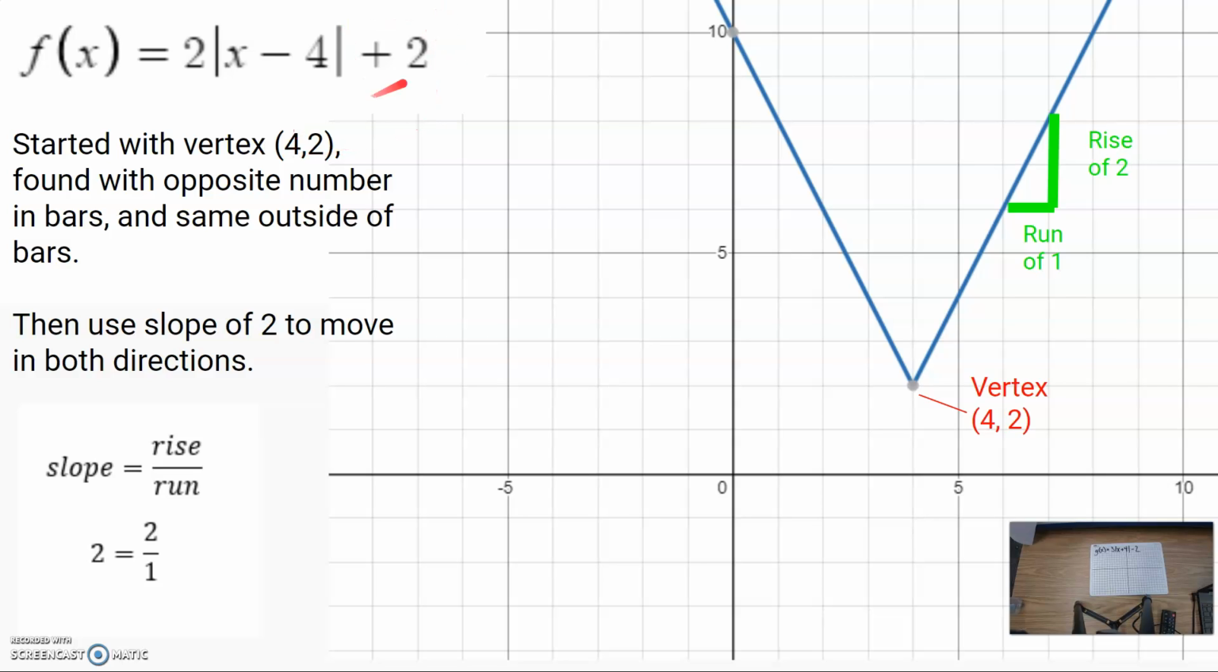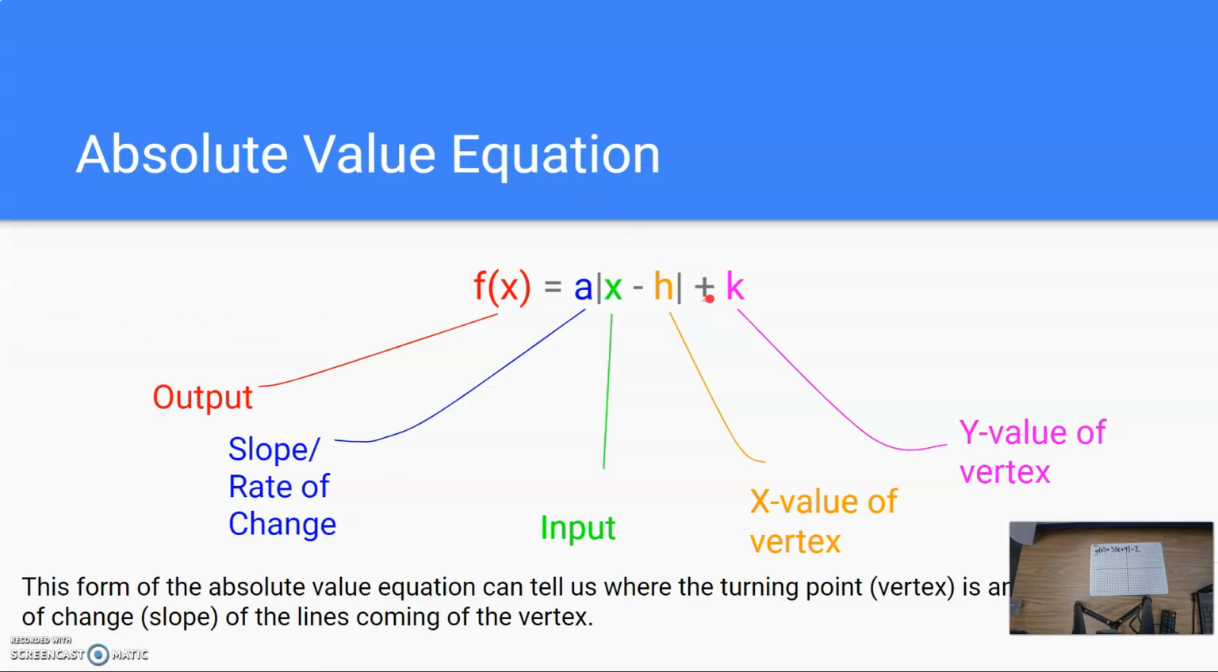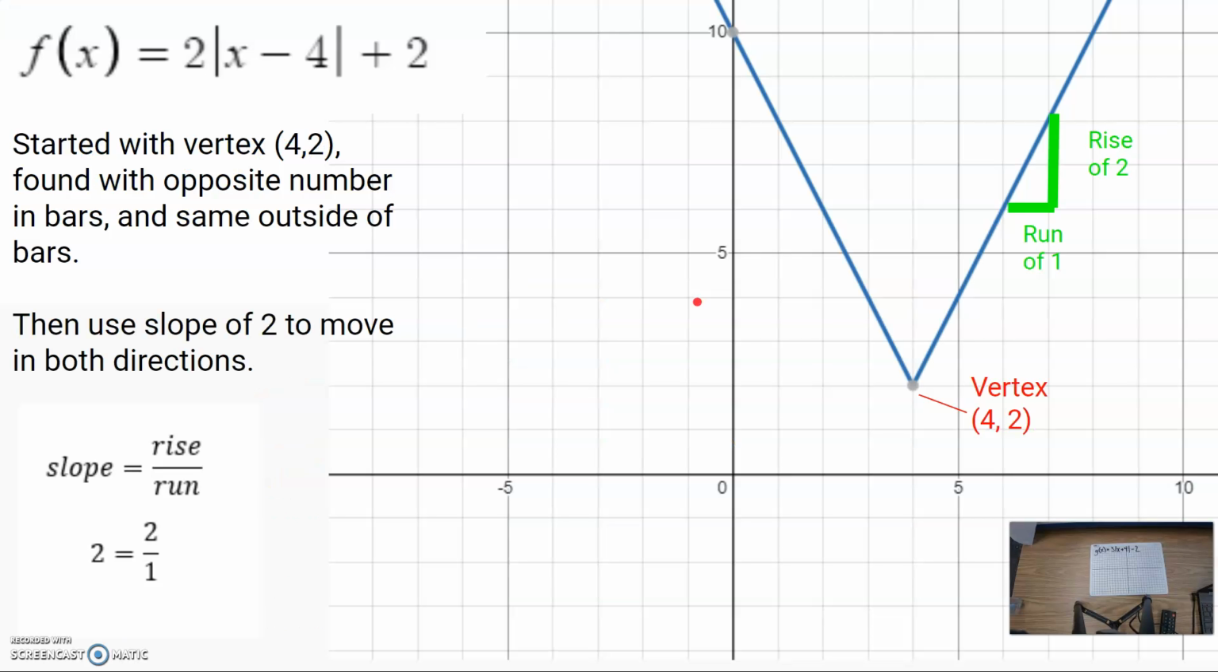And the 2 outside the bars, again, you'll notice here in the original equation that it's a plus. That's telling us to keep the exact same number. We do not have to switch that one. So inside the bars, switch it. Outside the bars, keep it the same.